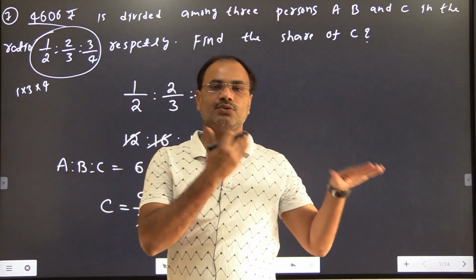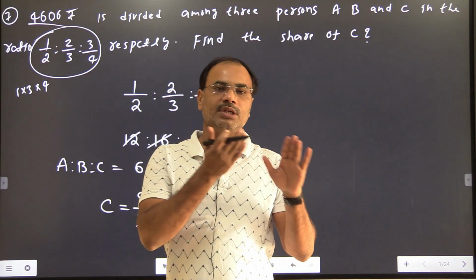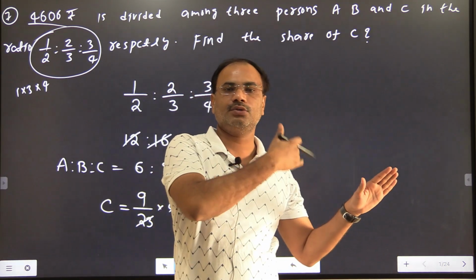A is to B, B is to C, then you find A is to B is to C. Okay, A is to B, B is to C, C is to D, then you find A is to B is to C is to D.